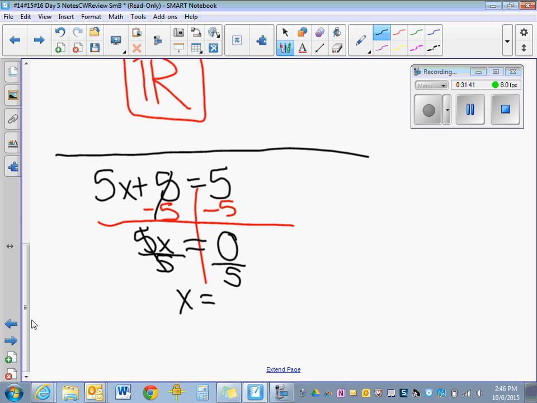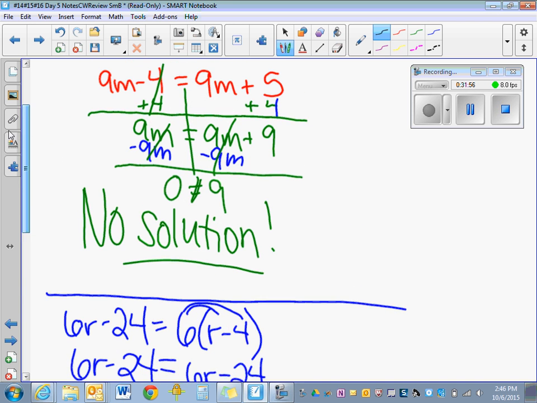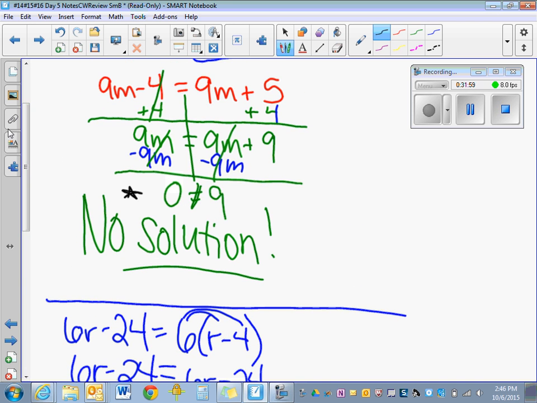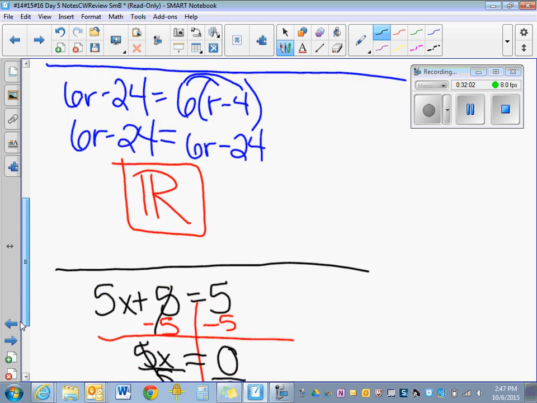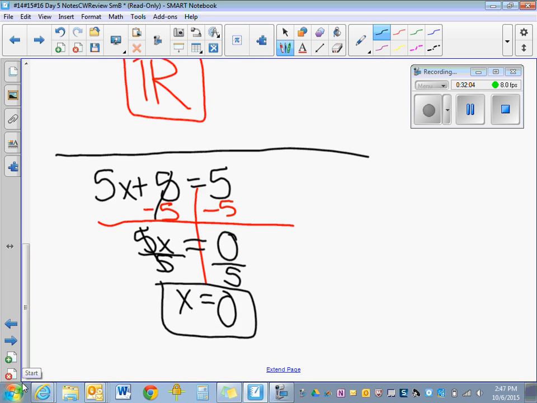What's 0 divided by 5? 0. What does that mean? That is our solution. Just because it's 0 doesn't mean no solution. No solution is only when we have a false statement, like we had here. That is not a true statement, so it's no solution. We are allowed to have x equals 0 be our answer. In fact, if you put it back in, 5 times 0 is 0, plus 5 is 5, which equals 5. So just because you get x equals 0, that's not no solution. That is a solution. Right, questions on that?